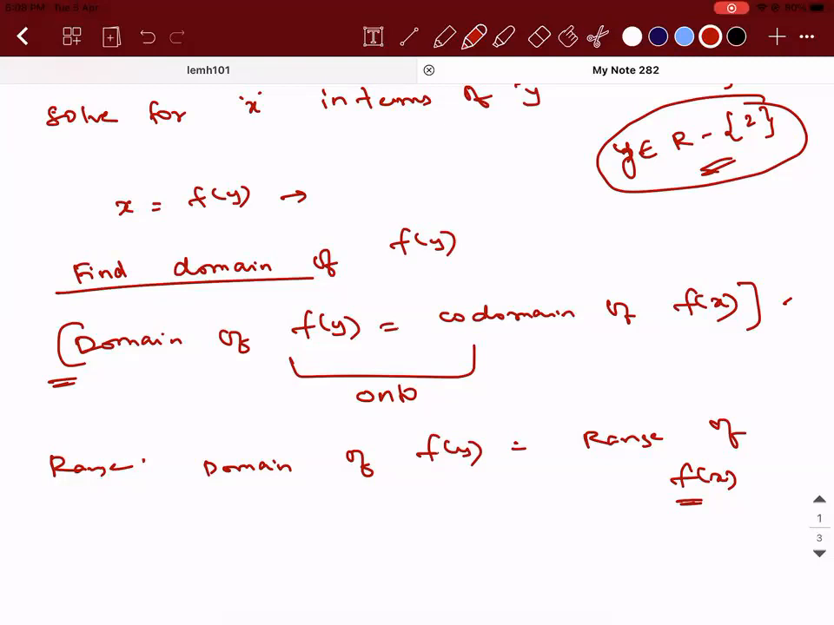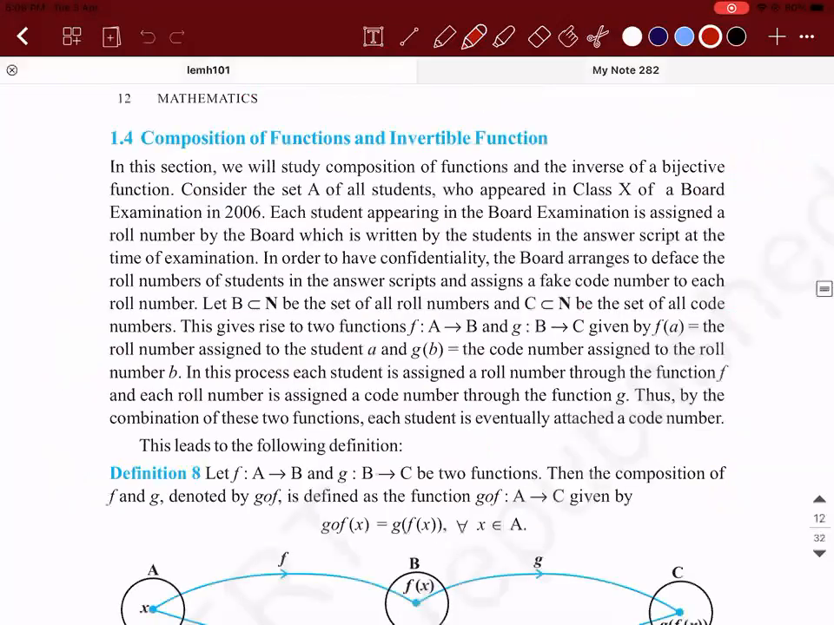Are you able to understand? Those who are online, are you able to understand? Yes, sir. Perfect. So shall we proceed to the next part? Having this knowledge, we will try to understand what will happen if you have more than one function and you're supposed to combine them. This is a very, very important question. See, the logic is very simple.